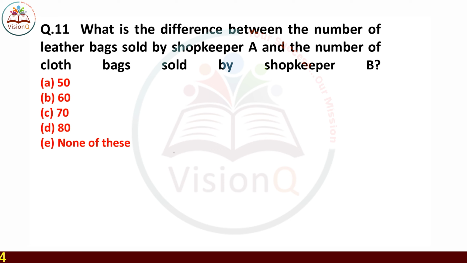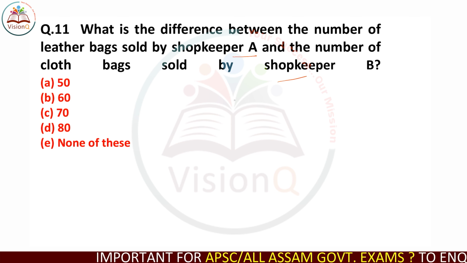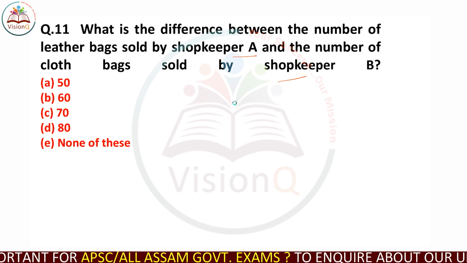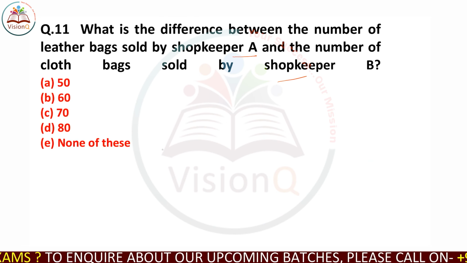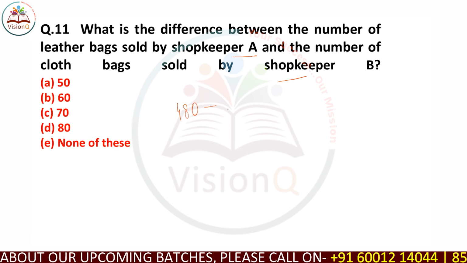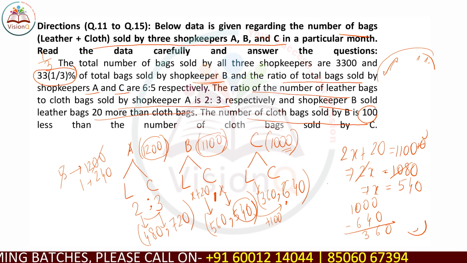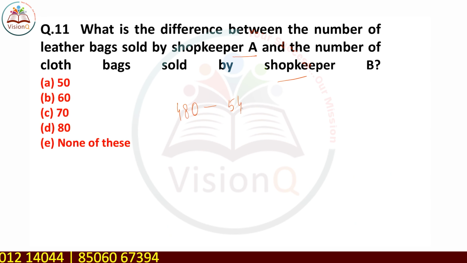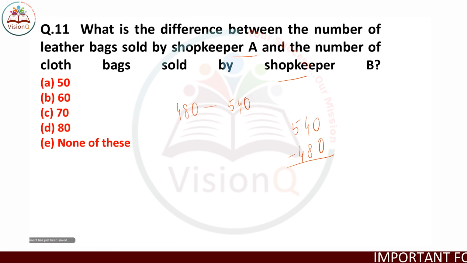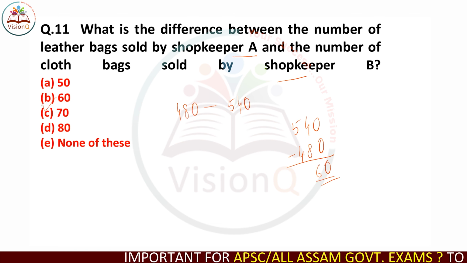So next in question number 11, it is asked to find the difference between the number of leather bags sold by A and the number of cloth bags sold by B. Okay, leather bags sold by A was 480 minus cloth bags sold by B was 540. So 480 difference with 540, that is 540 minus 480. Always subtract larger number minus smaller number. It is 60. Answer is option number B, 60.